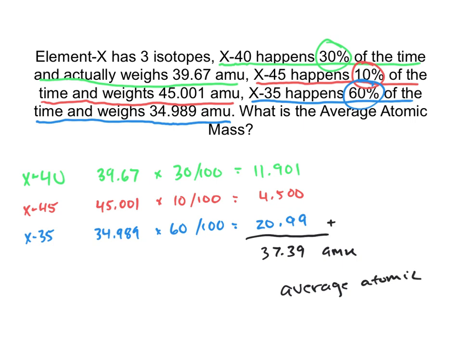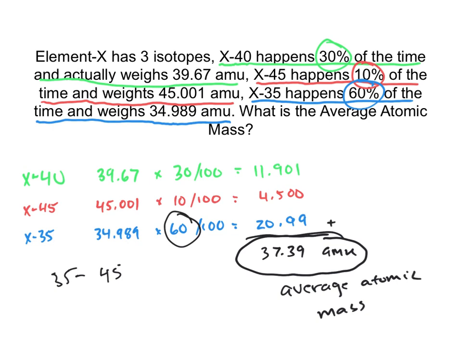And if you look, it is in between the lowest and the highest. I had a range from 35 through 45, and yep, that is in between them. And if you look at it, the answer was 37.39 AMUs. The average was closest to the one that happened the most. That happened 60% of the time, right? So the average was closer to that. I mean, come on, think about it. If you had 5 A's and 1 F, your overall grade is going to be closer to the A's, right? Because that's the one that happens the most.